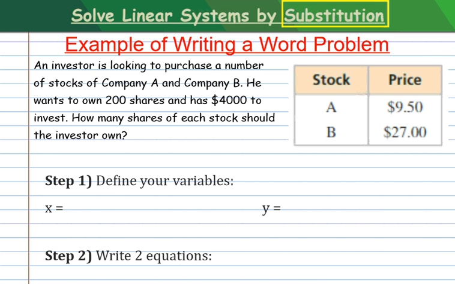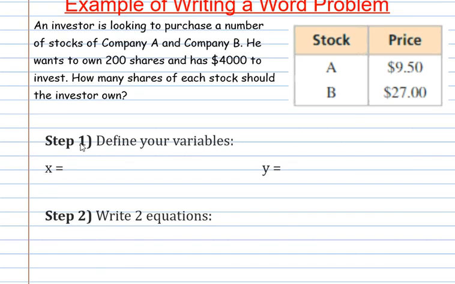So this one says an investor is looking to purchase a number of stocks of company A and company B. He wants to own 200 shares and has $4,000 to invest. How many shares of each stock should the investor own? Step 1 is to define our variables. Our variables are always going to be the items we don't know that will allow us to solve the last question. The last question is how many shares of each stock should the investor own, so that should be our variables. X will be number of shares of stock A.